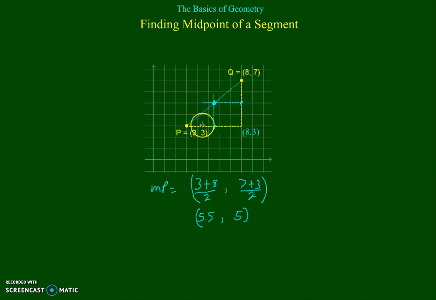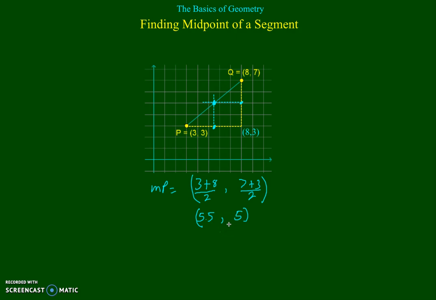Now we didn't need to go through this whole process here. This is just to show you that we're averaging the x coordinates to find the midpoint in the x direction, averaging the y coordinates to find the midpoint in the y direction, and then joining them up. You could simply just say average the endpoints. 8 plus 3 here divided by 2, and 7 plus 3 divided by 2. And that gives you your result.